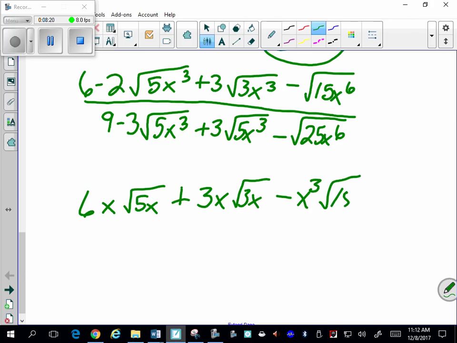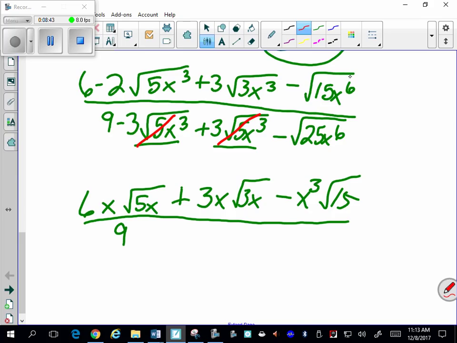And then the denominator, this is where a lot of your work pays off. So we have 9, and you have negative 3 square root of 5x to the third plus 3 square root of 5x to the third. Those are like terms, and they're opposites. So those are going to just equal 0, so they just go away. And then the last term there, we have the square root of 25 is 5, and the square root of x to the 6 is x to the third.